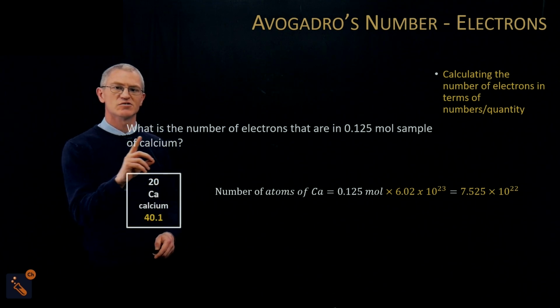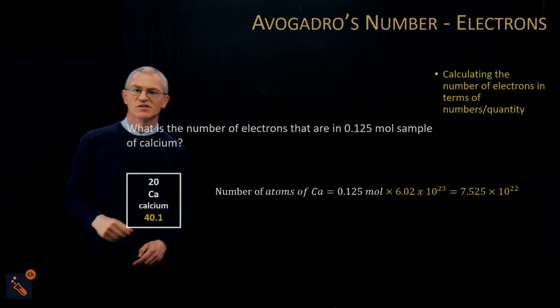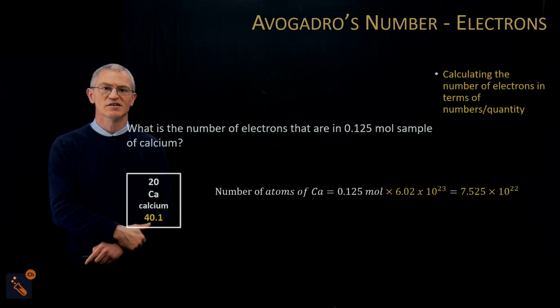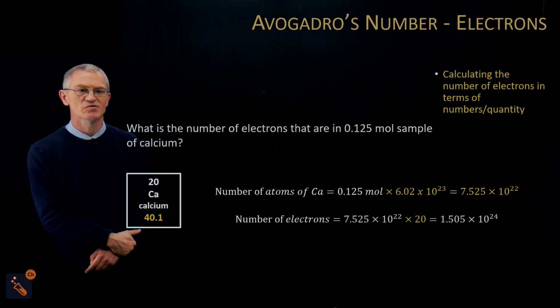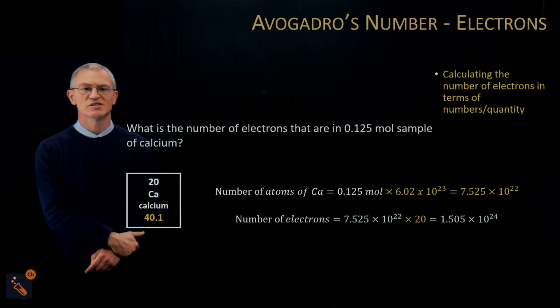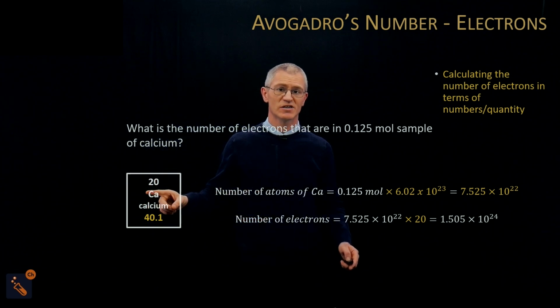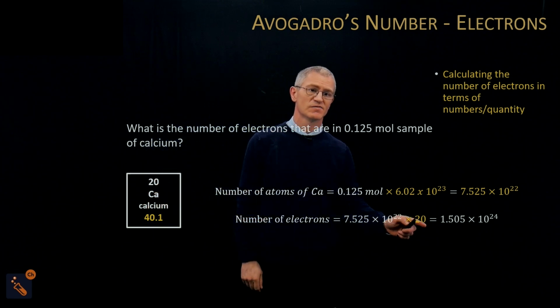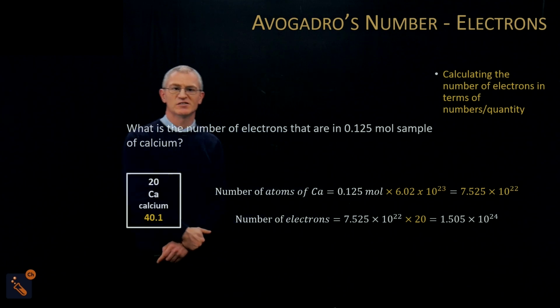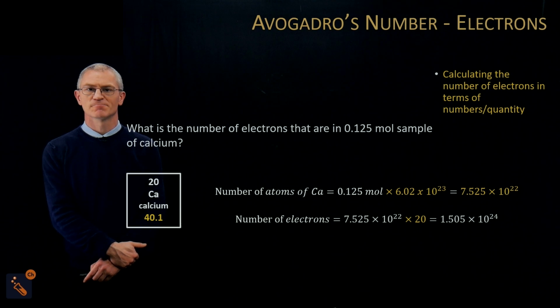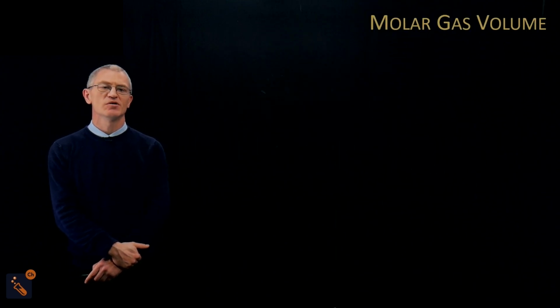This question asks you for the number of electrons. So we know that per atom of calcium we have 20 electrons. All we do is take that number and times it by 20, and we get 1.505 times 10 to the 24. I will have 20 electrons per atom, and therefore I can times my number of atoms by 20.